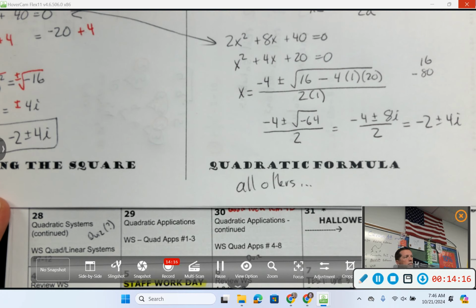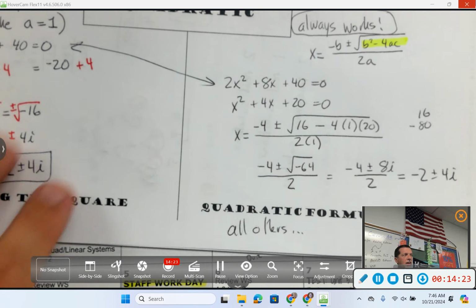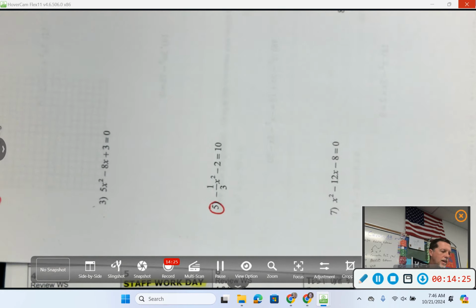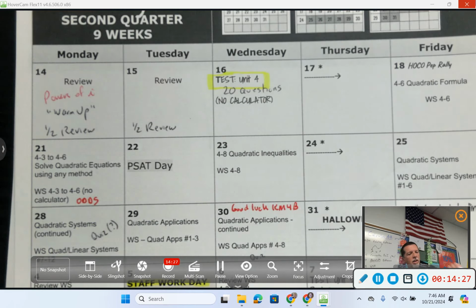So if a is already 1, we should factor. Maybe, but maybe it doesn't factor. Right? Let's look at some. So let's turn to the next page, the assignment for today.